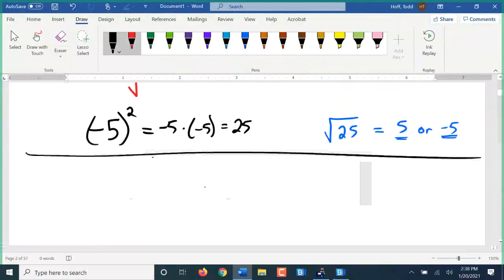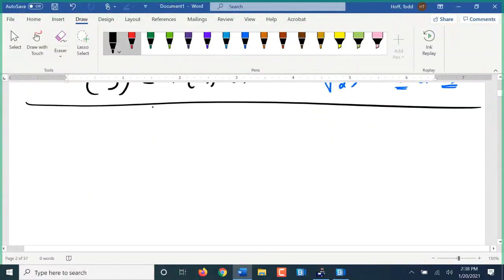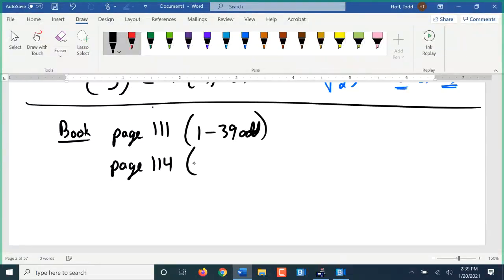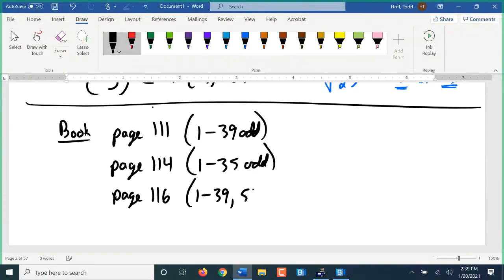Okay, as promised, we get a little bit of work time at the end of class. There are quite a few pages here to deal with the integers. So in the book, page 111, the problems 1 through 39, the odds. Page 114, 1 through 35, the odds. And page 160, 1 through 39, and 51 through 79.